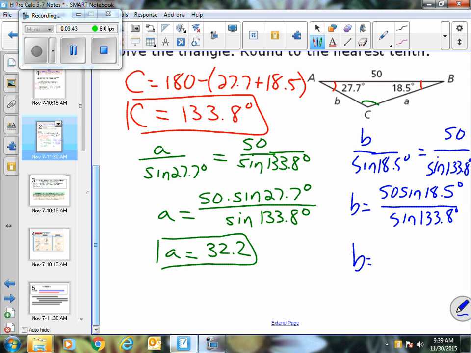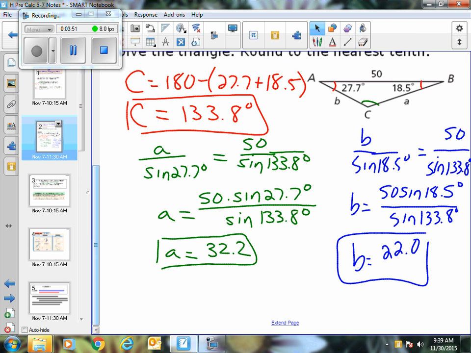And our little b, go ahead, pause the video, type it in. Little b ends up to be 22. All right, now when you look at this for reasonableness, our side C should be the longest because it's across from the biggest angle. So that checks out. 50 is definitely the biggest.